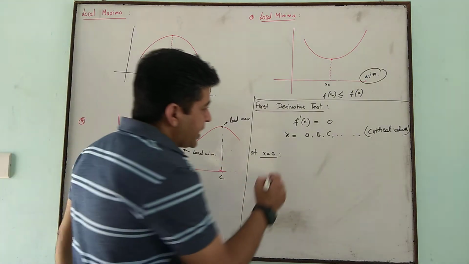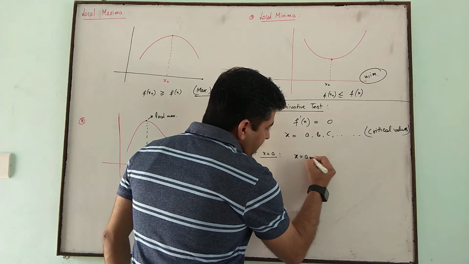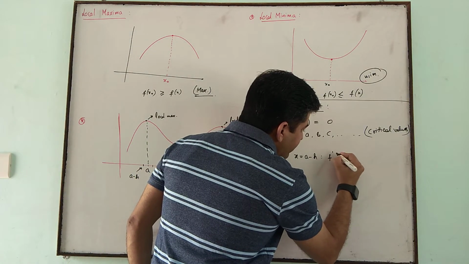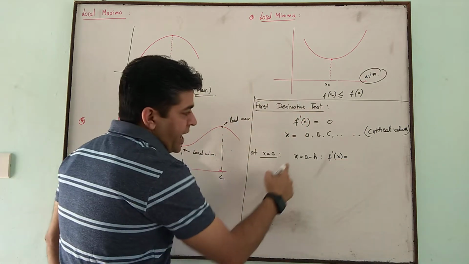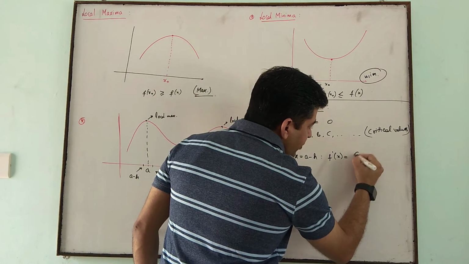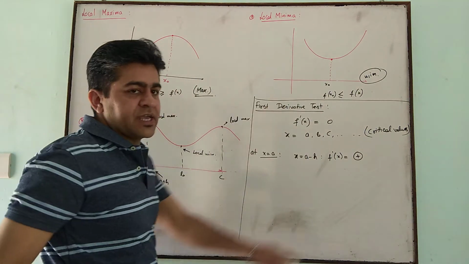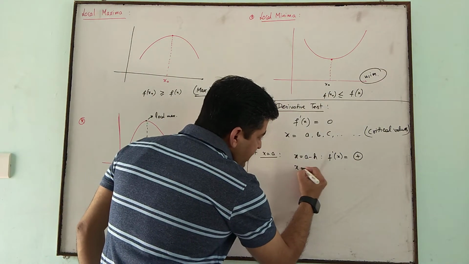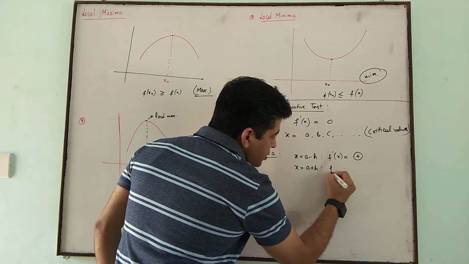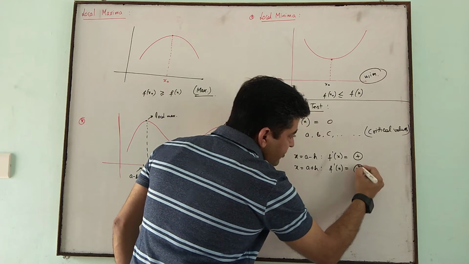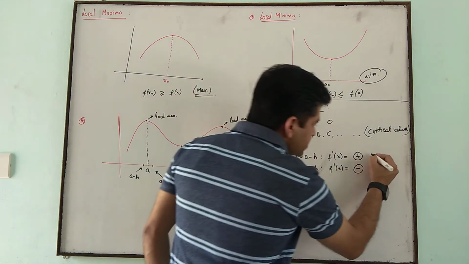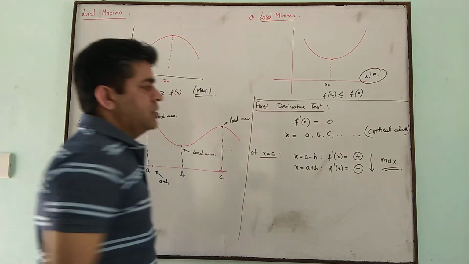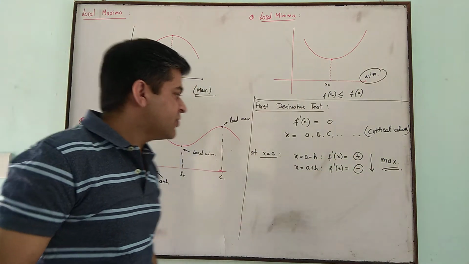So at x is equal to a minus h, you have to put this in the derivative. At this point you have to check whether it is coming positive or negative. Suppose f dash x at a minus h is positive, and at x is equal to a plus h, f dash x is negative. So from positive to negative, it is the point of maxima.